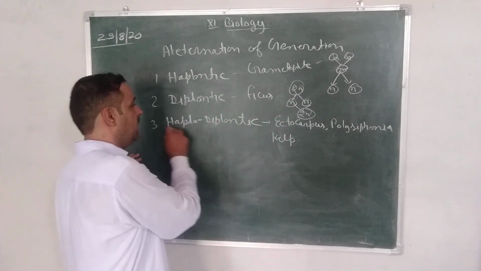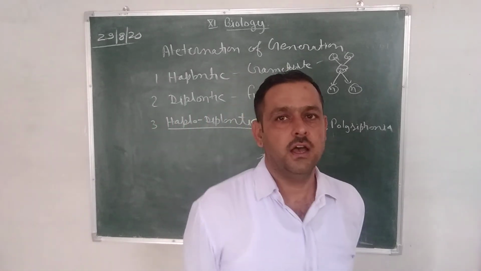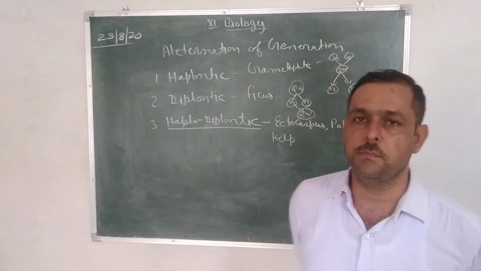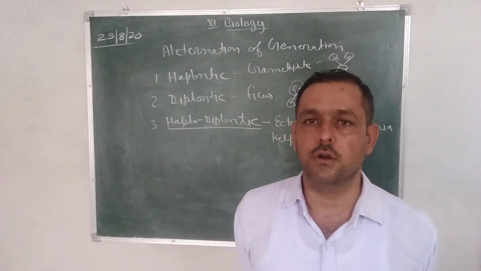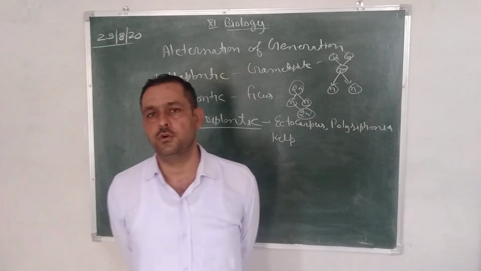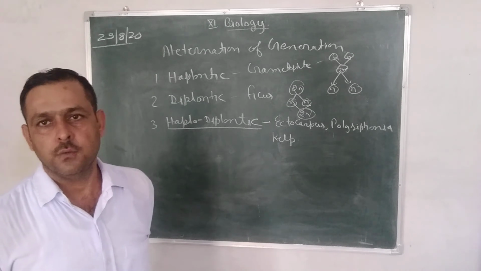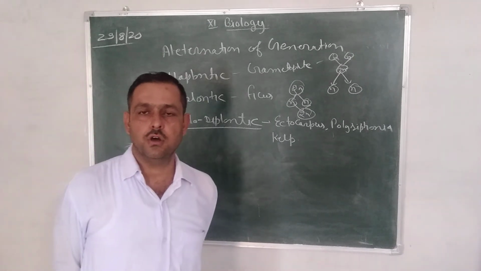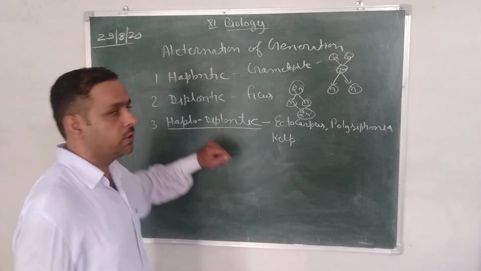But in Bryophyta, both the conditions live for the same time, meaning their sporophyte depends upon their gametophyte because of lack of chlorophyll, and the gametophyte has chlorophyll, so they make their food, and the sporophyte depends upon their gametophyte for nutrient material. So these are the alternation of generation, or haplodiplontic.